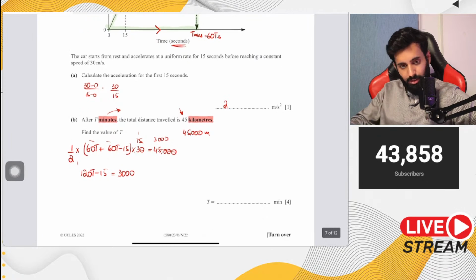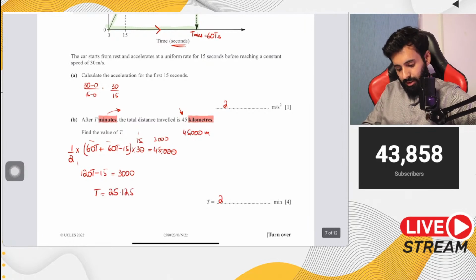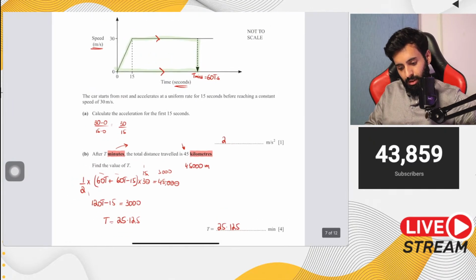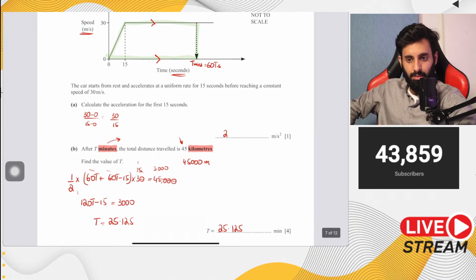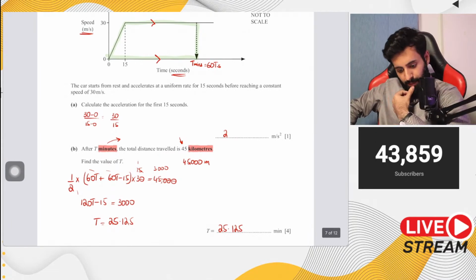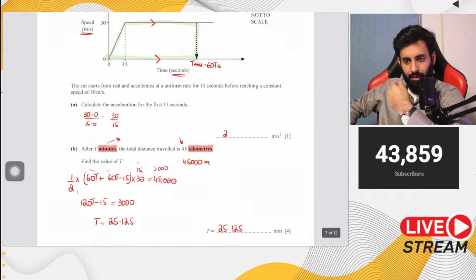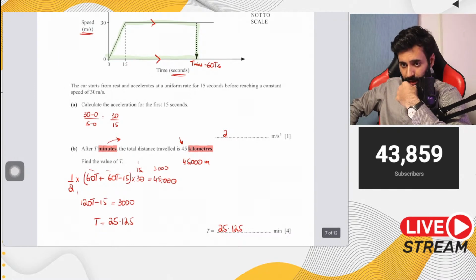Let's solve this. From this point, you can just directly solve for the value of t. So t is equal to 3000 plus 15, divided by 120. So here we are, t is equal to 25.125. And because this is an exact value, 25.125 is the final answer. So there you go. Does it say correct to the nearest minute or anything like that? No, it doesn't. So 25.125 will be the answer.